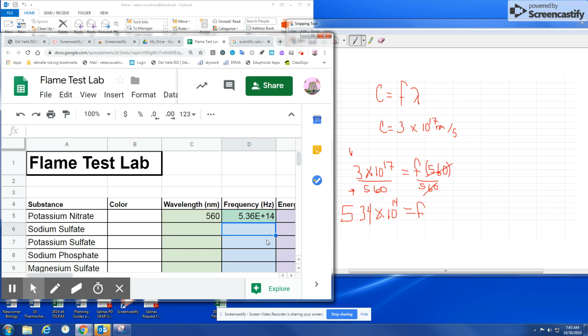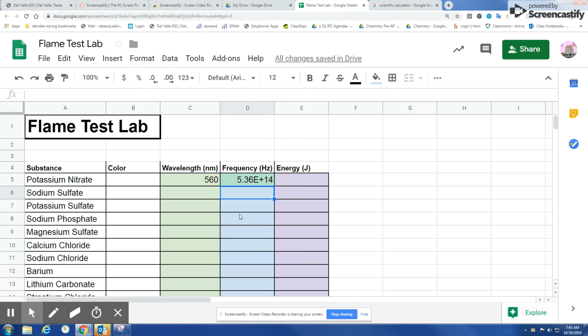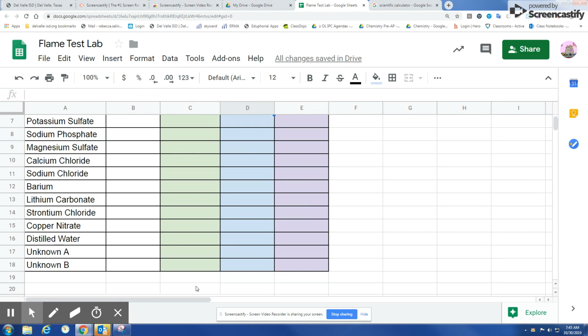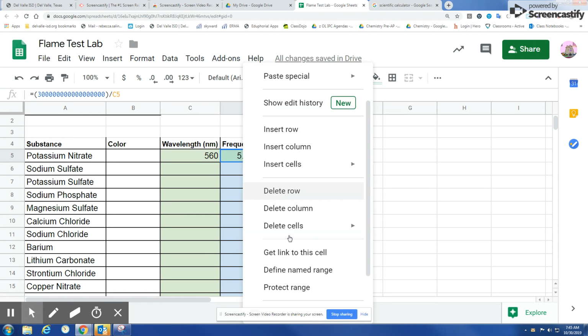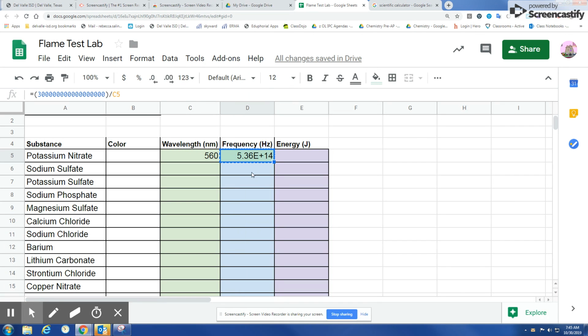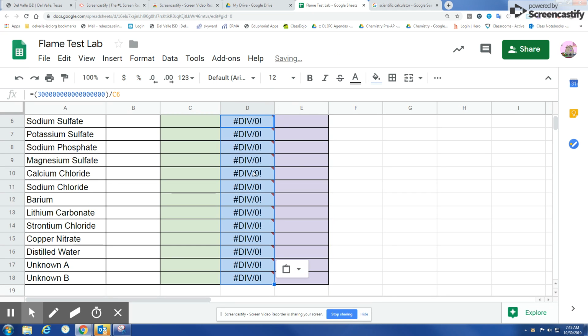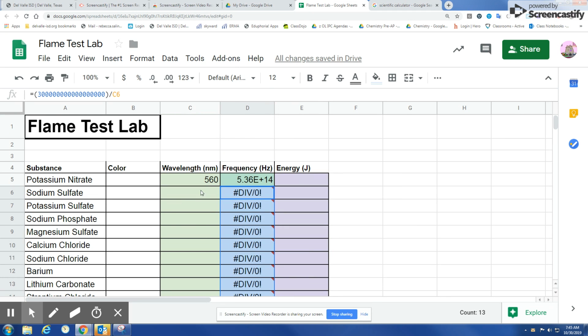Look at that. I got almost the same number. Maybe I rounded wrong. So that will be my frequency there. Now you have a whole list of wavelengths here. I don't, because I didn't fill it out yet. So you could just copy that and paste it. It's not going to work for me because I don't have numbers here, but you will. And it will calculate all your frequencies.